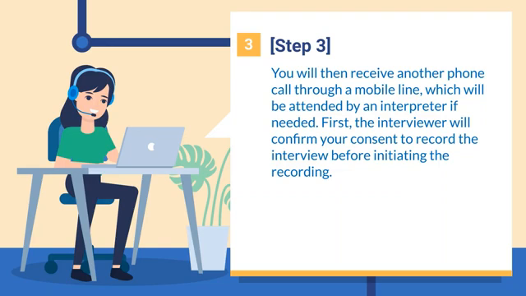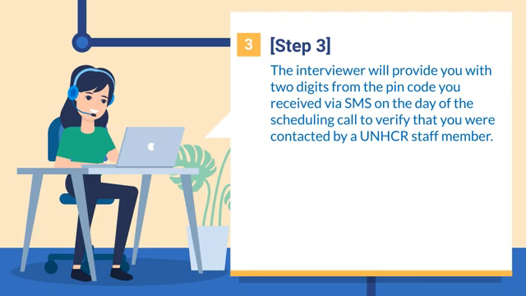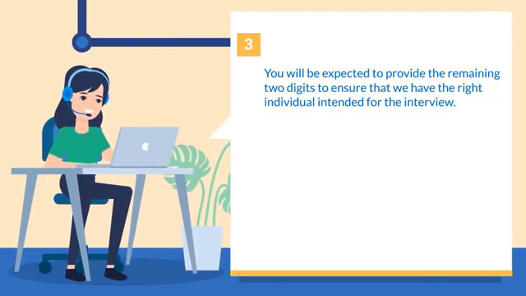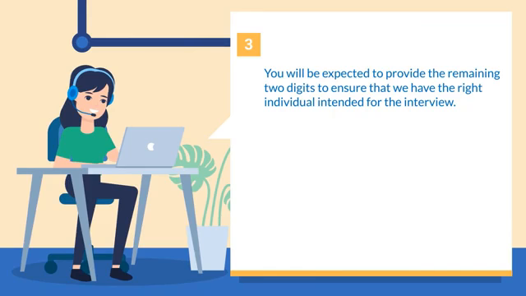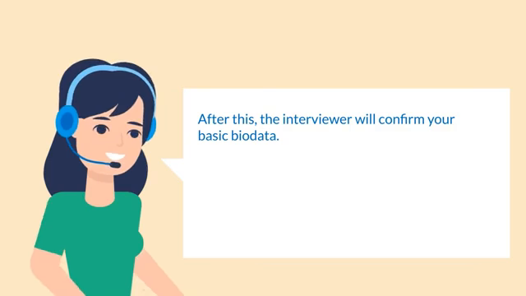First, the interviewer will confirm your consent to record the interview before initiating the recording. The interviewer will provide you with 2 digits from the PIN code you received via SMS on the day of the scheduling call to verify that you were contacted by a UNHCR staff member. You will be expected to provide the remaining 2 digits to ensure that we have the right individual intended for the interview. After this, the interviewer will confirm your basic biodata.